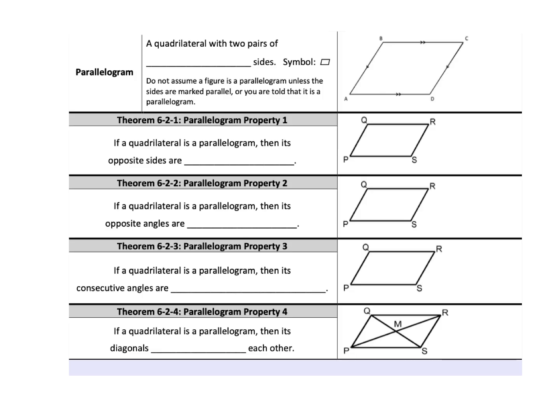First, it's important to understand what a parallelogram is. A parallelogram is defined as a quadrilateral with two pairs of parallel sides. Do not assume that something is a parallelogram unless the sides are marked parallel like they are in this diagram, or if you're told that it's a parallelogram. Notice in this picture, you can see that side AB on the left there is parallel to side CD, and side BC is parallel to side AD.